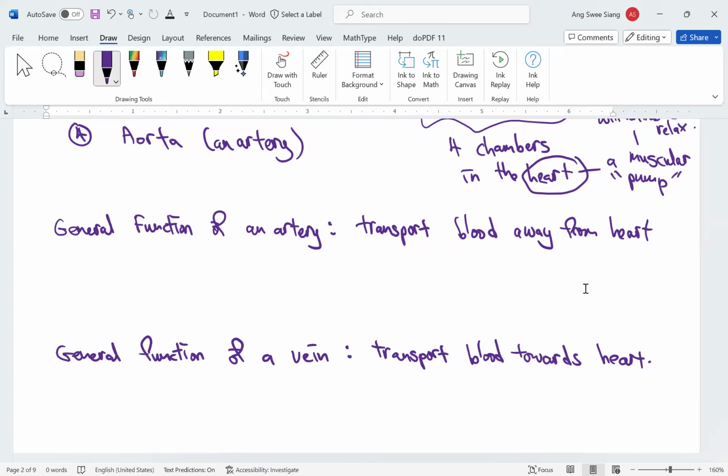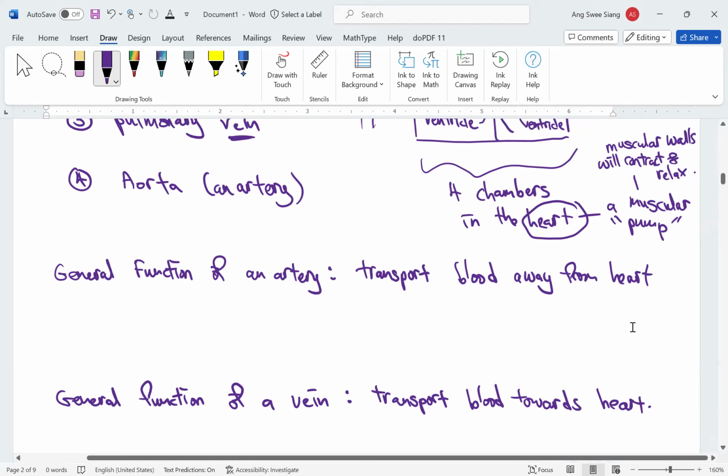What will be the difference between the blood that is being transported in the artery and in the vein? I give you the hint again. I say the heart is like a pump, a muscular pump. So when the muscular wall contracts, it will pump the blood out of the heart into the blood vessel. So what will be the difference in the blood that is being transported?